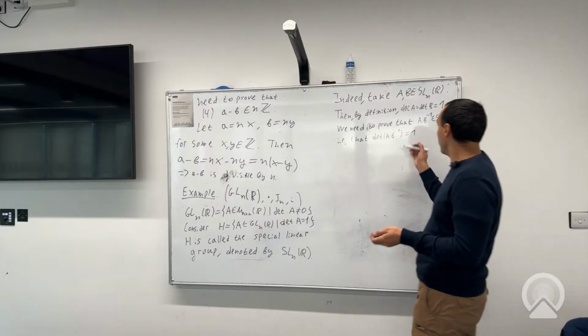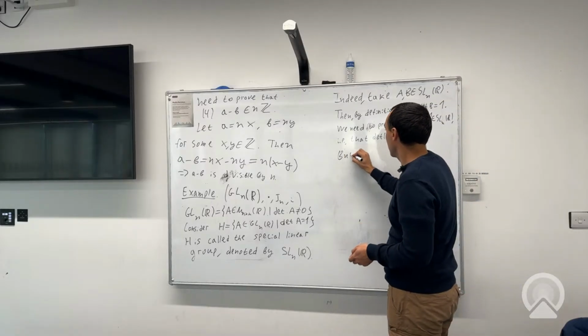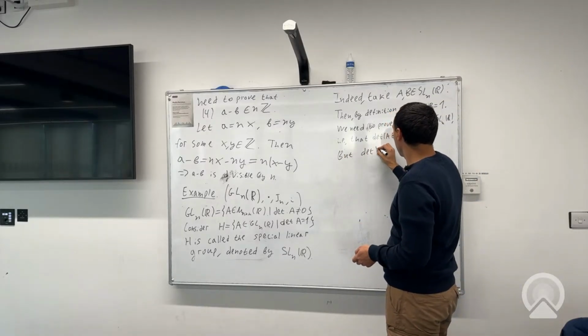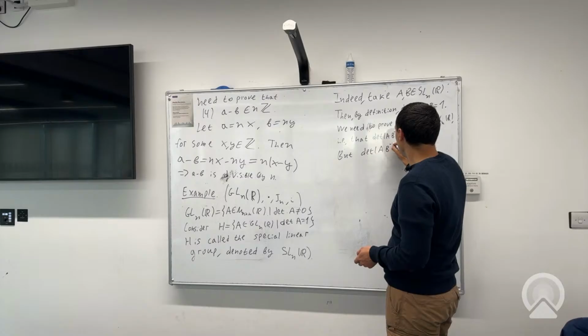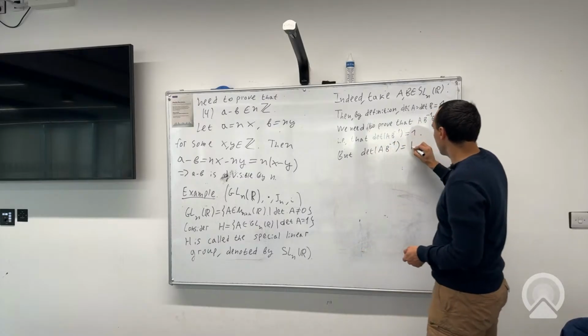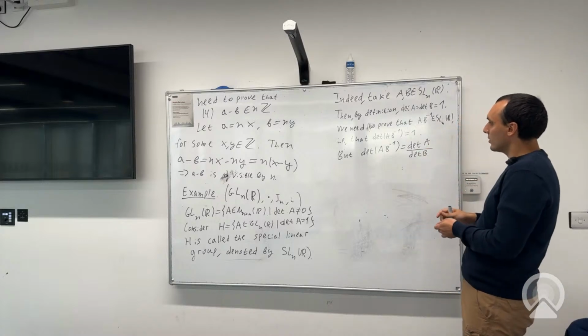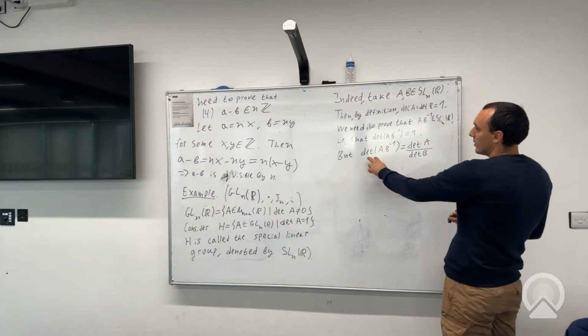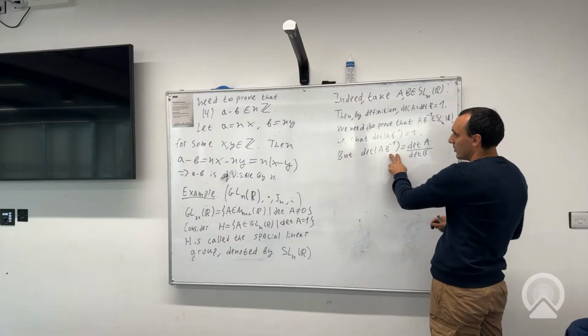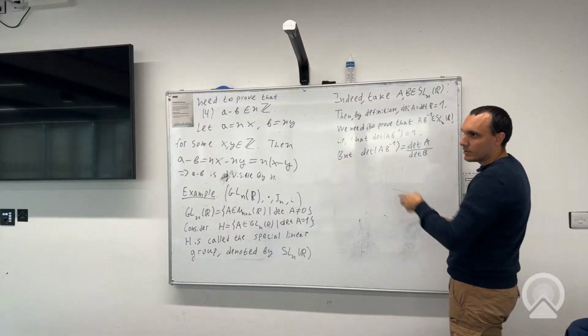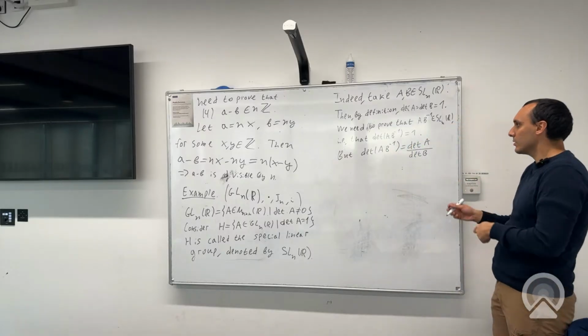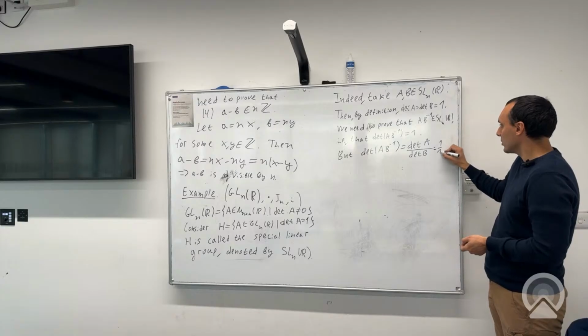Yeah, but okay, the determinant of A times B to the minus 1 is the determinant of A times the determinant of B to the minus 1. This is a property of determinants. And the determinant of the inverse is 1 over the determinant. And this is 1 over 1, so this is 1.